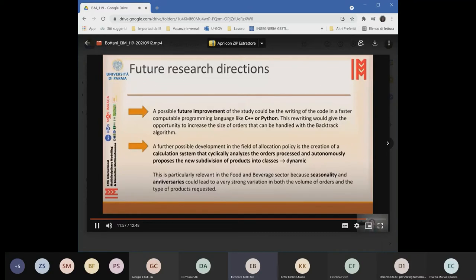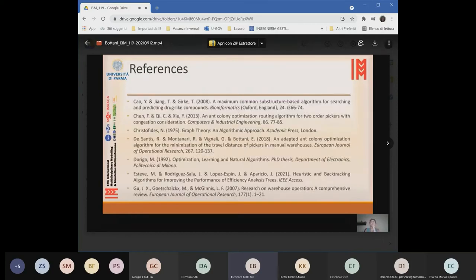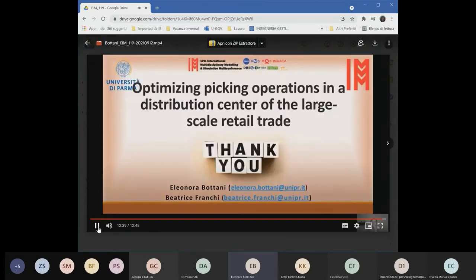This could be a problem because there is a need, for example, to update the evaluation of classes every, for example, 6 months, if they should be in line with the products handled by the warehouse. This is particularly relevant in the case of the food and beverage sector, because seasonality and products that are sold typically on anniversaries could lead to a very strong variation in both the volume of orders and the type of products handled. These are some of the references of this study, and thank you very much for your attention.